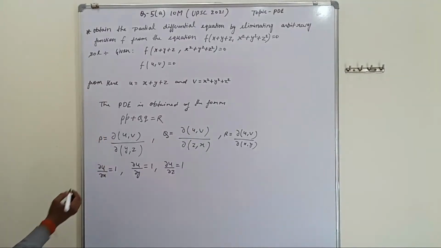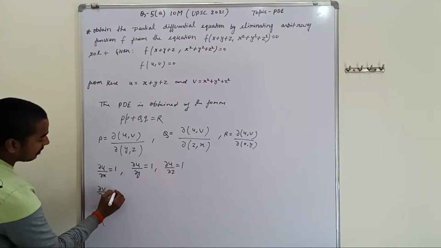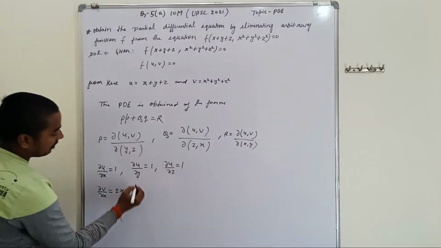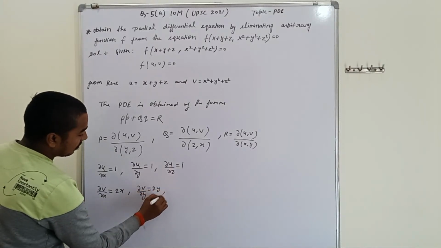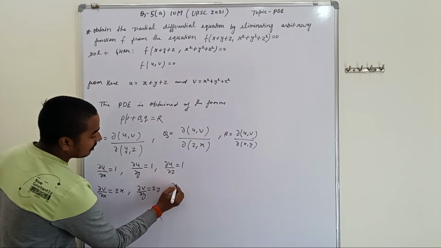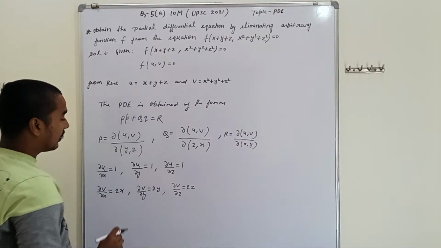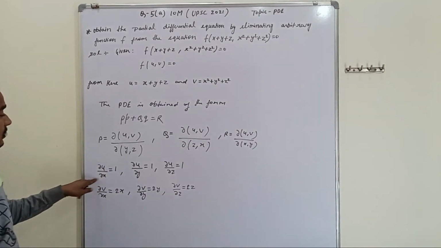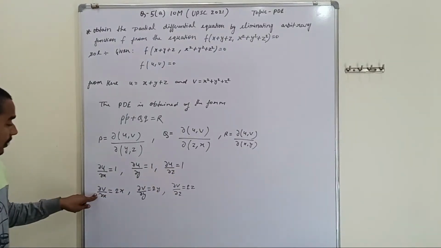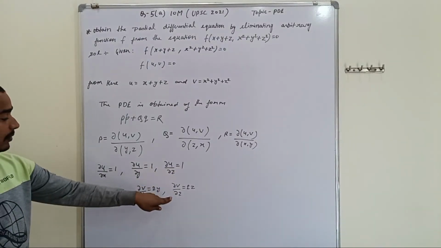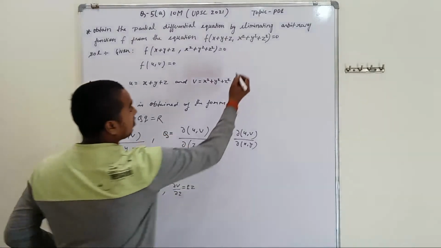We have to find del v upon del x, that is 2x, and del v upon del y, that is 2y, and del v upon del z is equal to 2z. So we have the values of del u upon del x, del y, del z, and del v upon del x, del y, del z. Now we have to find the values of P, Q, R.